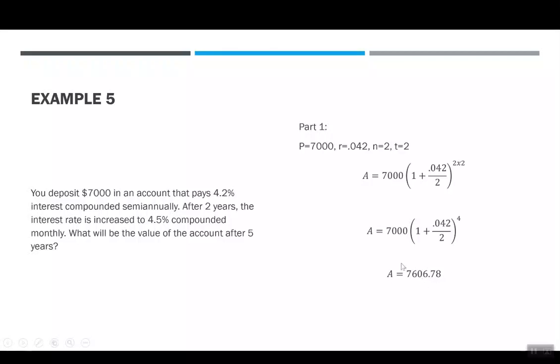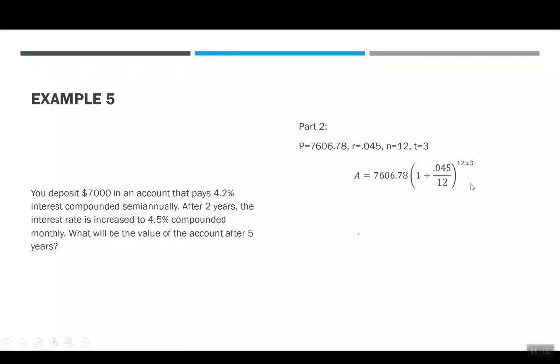$7,606.78. This amount is very important because it's the starting part for our next piece. Our P is $7,606.78. So we don't go back to the 7,000, we go to where we were in 2 years. But our interest rate changed to 4.5%, our compounding changed to 12, and there are 3 years left of this investment. So I put these pieces into our formula.